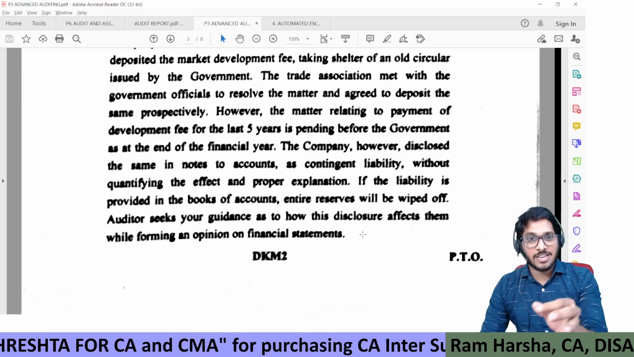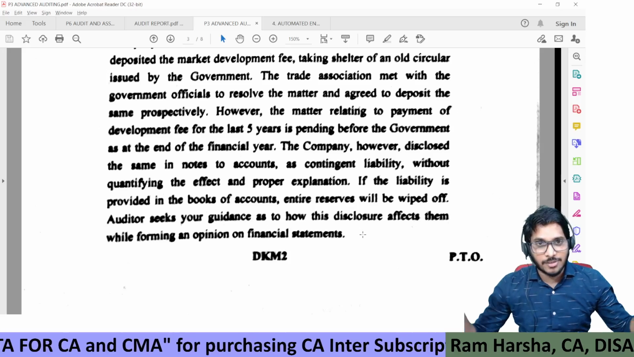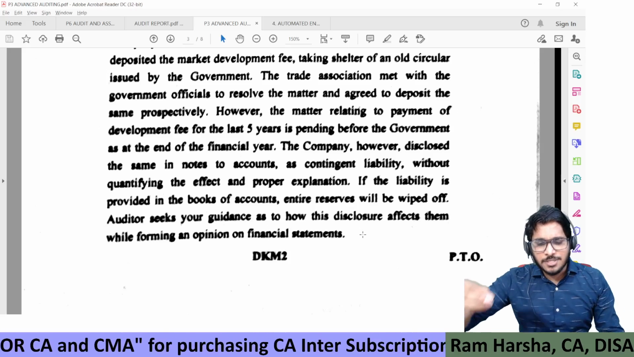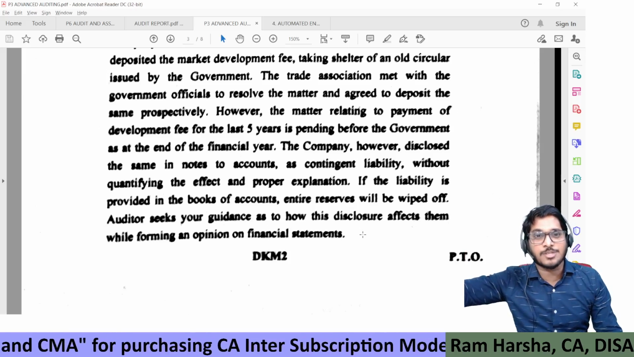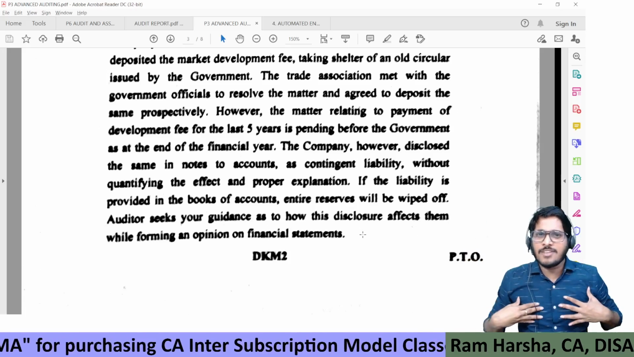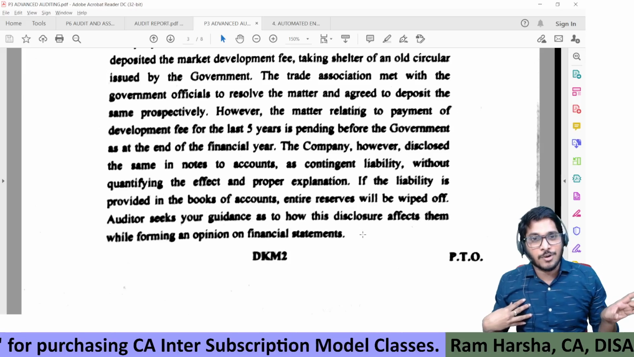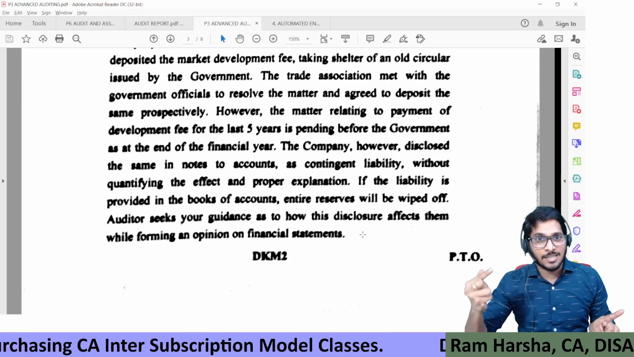Read with SA 700, material uncertainty related to going concern paragraph in the auditor's report. Suppose this material uncertainty is disclosed by the company in the financial statements honestly. Since everything is honestly disclosed, we don't have anything to object. We give an unmodified opinion. Plus, this is something very severe, so let's highlight.